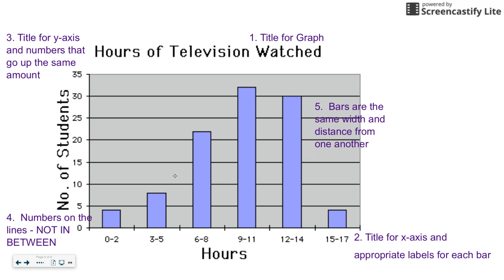And finally, for a bar graph or a double bar graph, the bars should be the same width as one another, and they should always be the same distance from one another. So you either have them right beside each other, or you give a couple of spaces between, like shown here.